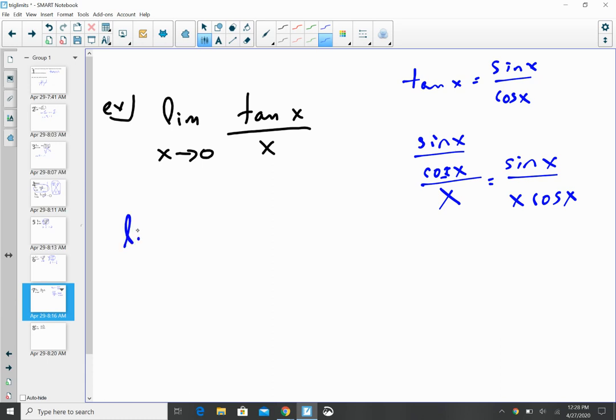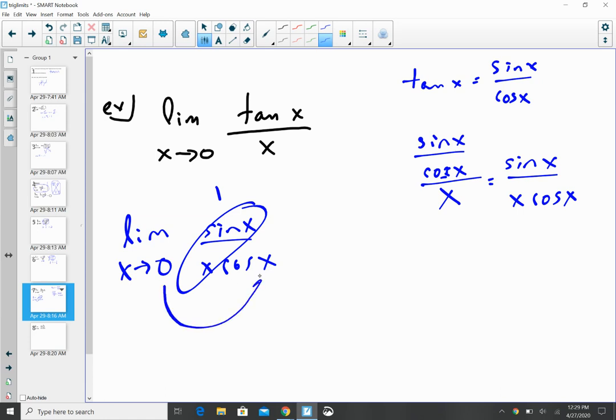Alrighty, so the limit as x goes to 0 of sine of x over x cosine of x. And look at this. Here's the theorem. That's going to turn into the number 1. What about this cosine of x? Oh, silly goose, you got to plug in. And cosine of 0 equals 1. So you get 1 over 1. That's 1. Here's your answer.